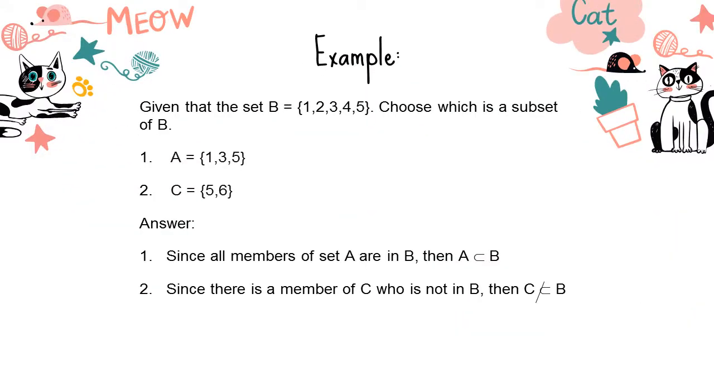For example, given that the set B equals {1, 2, 3, 4, 5}, choose which is a subset of B. Number 1, A equals {1, 3, 5}. Number 2, C equals {5, 6}. Answer, number 1, since all members of set A are in B, then A is a subset of B. Number 2, since there is a member of C which is not in B, then C is not a subset of B.